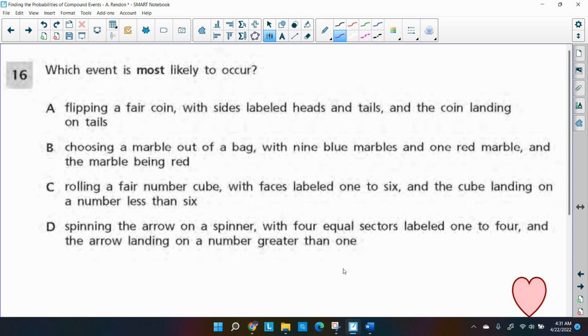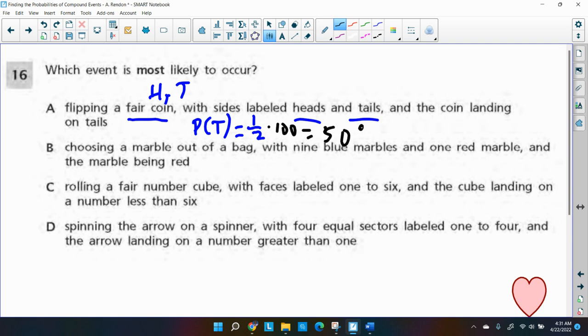Well, let me do 1 or 2 out of them. So I got a coin. And we know on a coin it has heads or tails. And they say it right there, heads or tails. And the coin landing on tails. So we want the probability of a tail. Well, the probability of a tail would be just one tail out of 2 different sides, which is 1/2. And I'm going to multiply that by 100. And that'll give me 50%. Oh, that's that 50-50 that we were talking about. So 50% is flipping the coin.